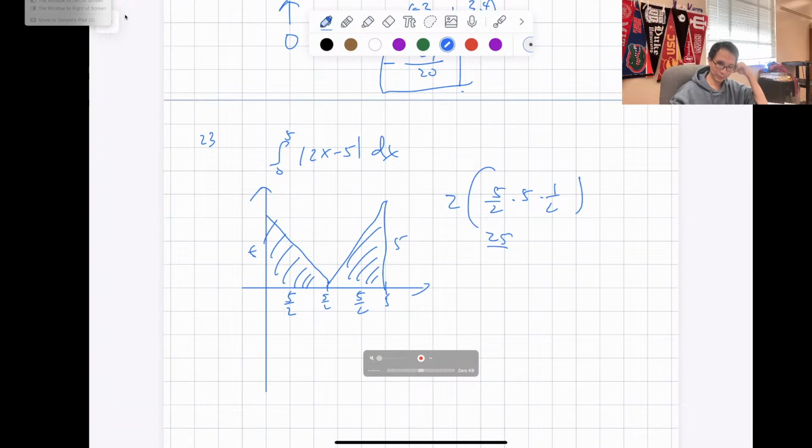So it'll be 25 over 2. This is the one triangle, the other triangle is 2 times. But they are the same size of triangle. They can have different sizes of triangles, so you have to worry about that.